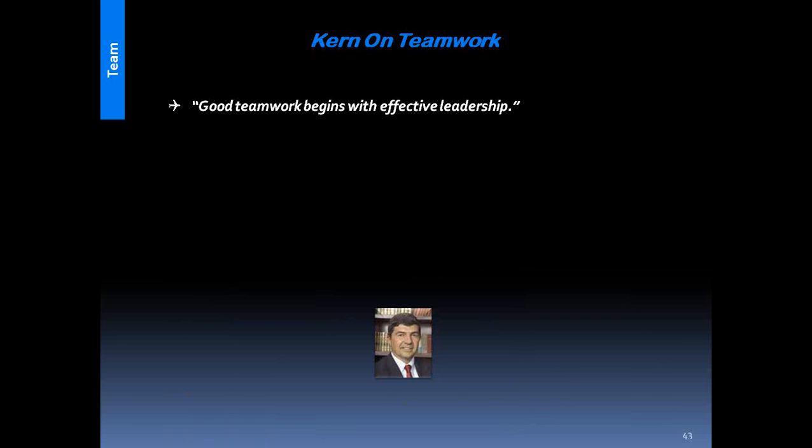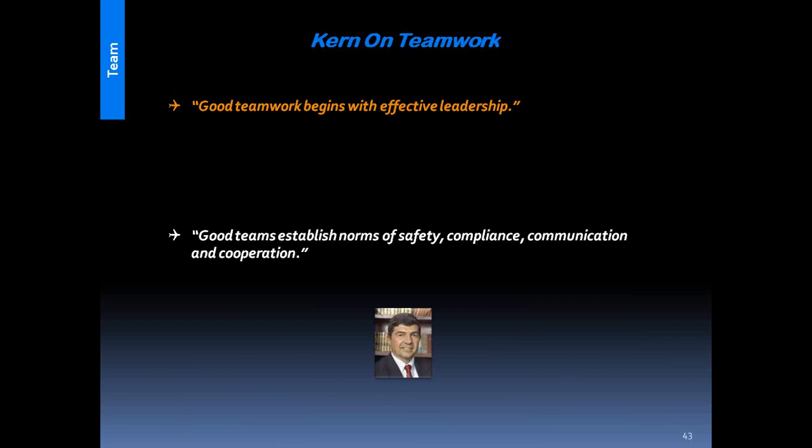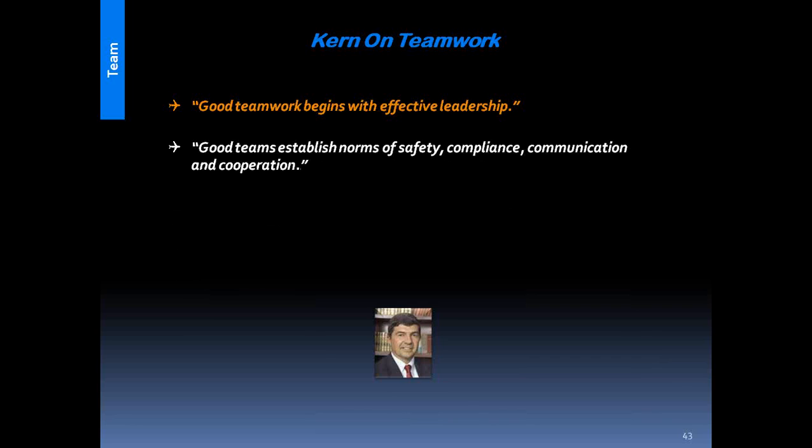Good teamwork begins with effective leadership. As the pilot, you are generally the leader, although sometimes you have to be the follower too. Good teams establish norms of safety, compliance, communication, and cooperation. I think a good example here is, let's say that you own your own airplane, got it in your own hangar, and the way you get the airplane fueled is you call up the FBO, and they come over with a fuel truck and they fuel it. Well, how many of us, when the fuel truck arrives, or maybe even before it arrives, we've given them our order over the phone, go do something else.